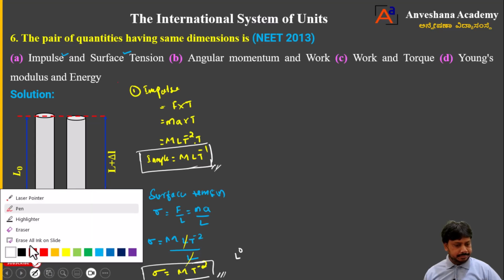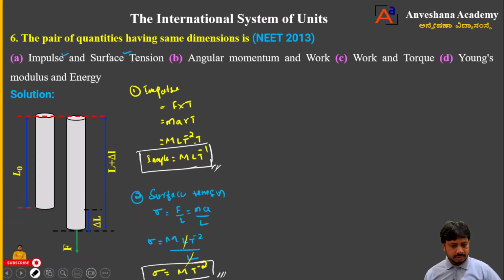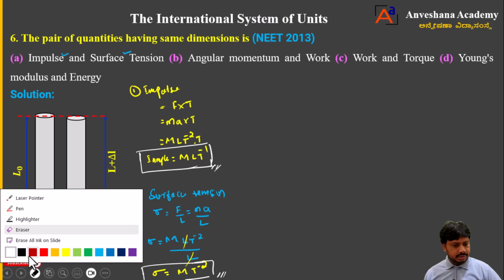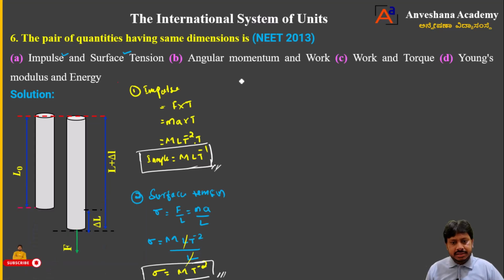Okay, fine. Now, so that sigma you can write like this also. So therefore surface tension is equal to m L to the power of 0, that is, anything to the power of 0 is nothing but what? 1 itself. So t to the power of minus 2. You can write in this fashion also. Both are correct, dear students.